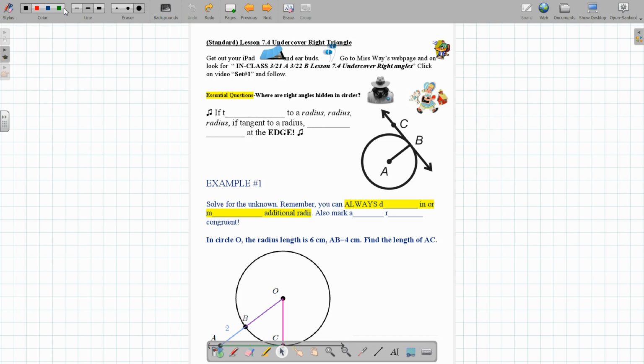Right here, you really want to have a couple colors handy. We're going to go through 3 simple examples over the next about 7 minutes. Follow along carefully. Start and stop the video as needed to keep up.